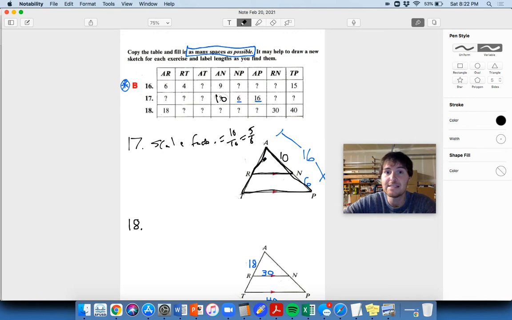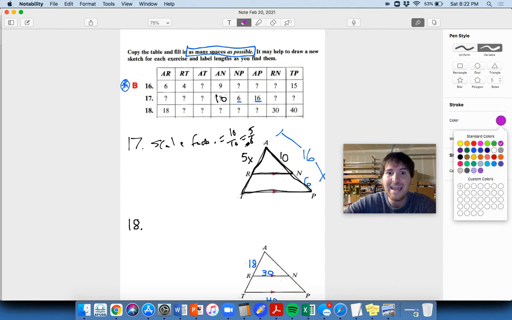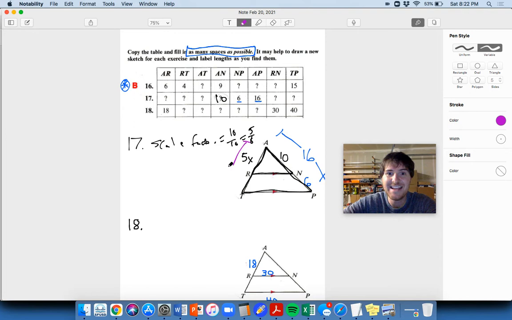So what that means is that over here, AR, for instance, let's let that be 5x. AR is 5x right here. That means that, maybe I'll do this with a different color, AT would represent 8x here, okay? Because remember, similar triangles have corresponding side lengths that are in proportion. The small triangle here is length 10, the large triangle here is length 16, so it's in a 10 to 16 ratio or 5 to 8 ratio.